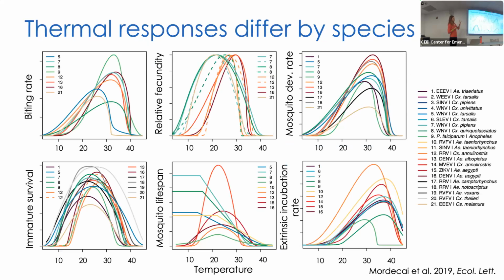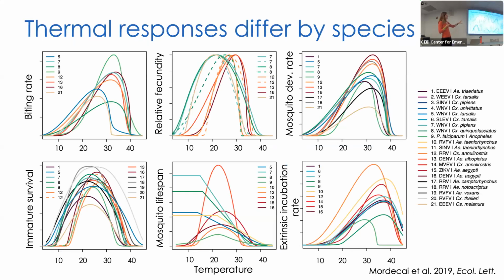So we can now look across all these different life history traits and all of these different vector and parasite species, and we see the consistency of the nonlinear thermal response. Each of these panels is a different trait: the biting rate, fecundity, mosquito development rate, immature and adult survival, and the incubation rate of the parasite in the mosquito. And each of the lines is a different vector or vector and parasite combination.